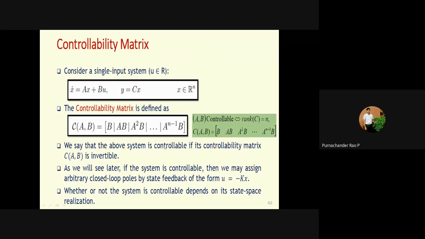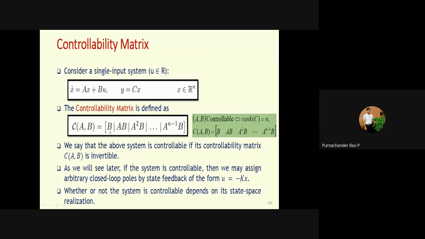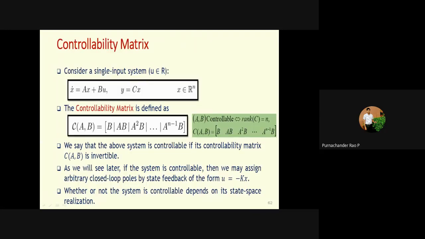You must look at this. If possible, you may get a question on this. Just controllability, this is a plant. Okay, definition of a controllability. And the controllability matrix is B, AB, A squared B and so on, up to A to the n minus 1 times B. So if the rank is the same as the order of the system, then the system is said to be controllable.